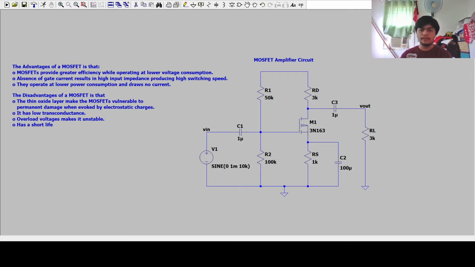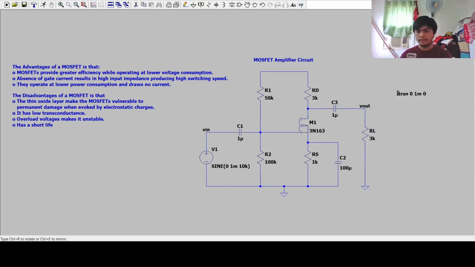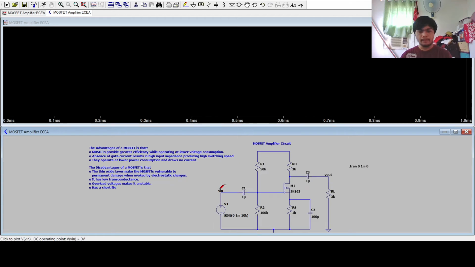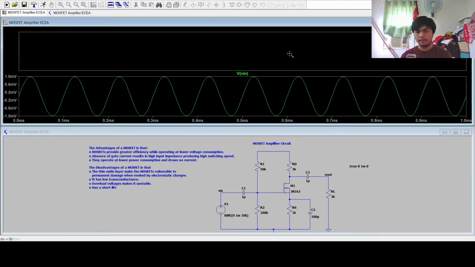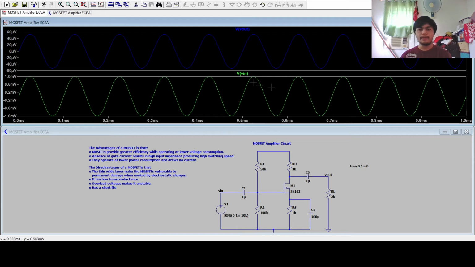To plot the waveforms of the input and output of the graph, we will use the SPICE directive .tran 0 1m 0. We paste it here. Now we run the circuit and probe V in, add another plot line to probe V out. So now we have a visual representation of the waveforms of V in and V out.